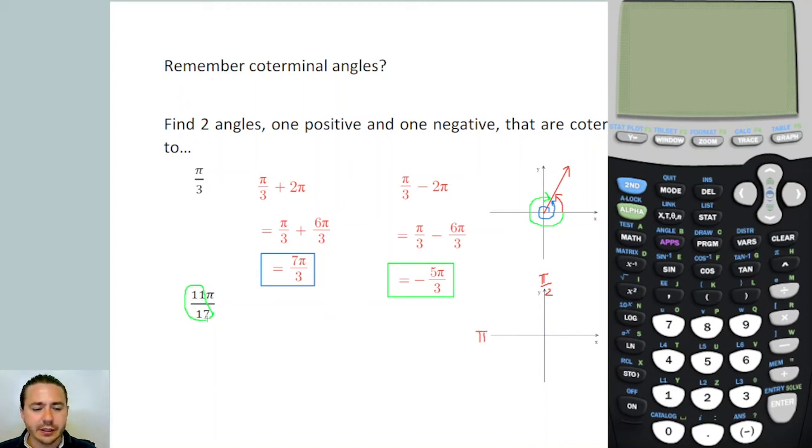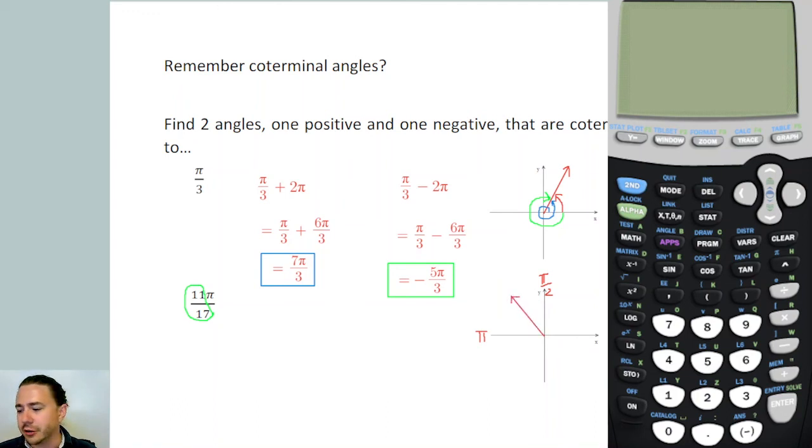11 is smaller than 17. So what's half of 17? Well, half of 16 would be 8. Half of 18 would be 9. So it would be like 8.5. So 11 is more than that. So 11 over 17 is more than a half. So that's going to put our terminal side in quadrant 2.